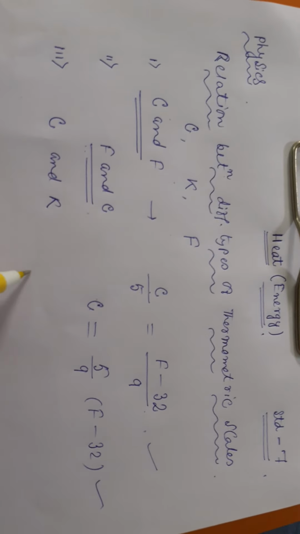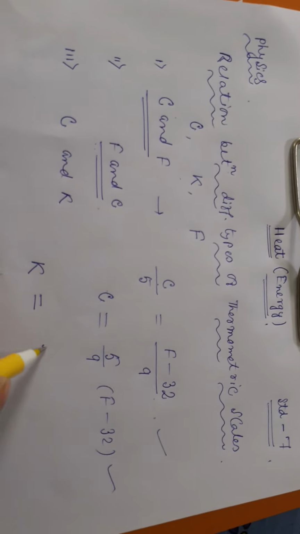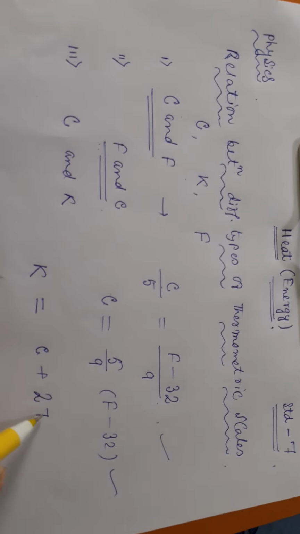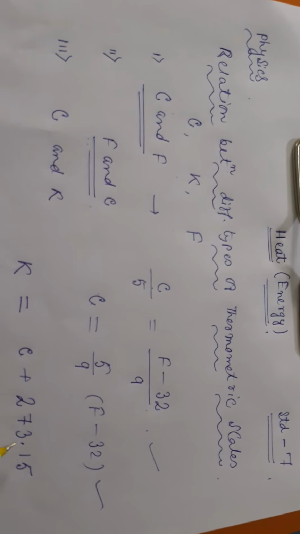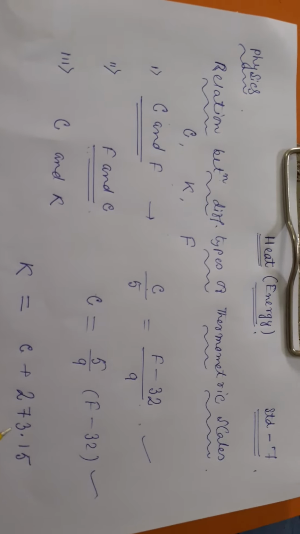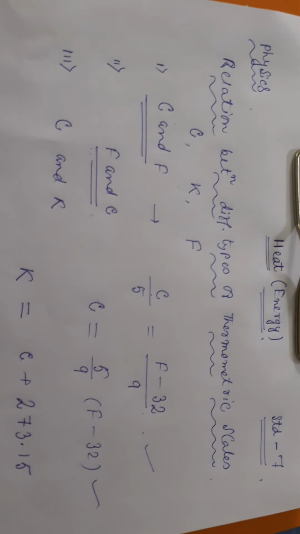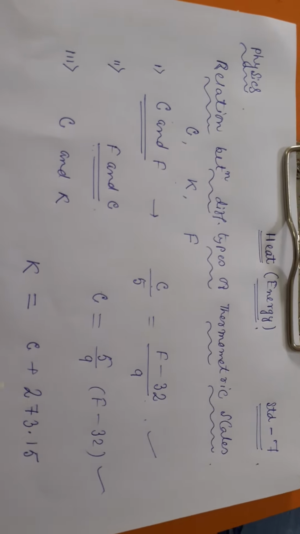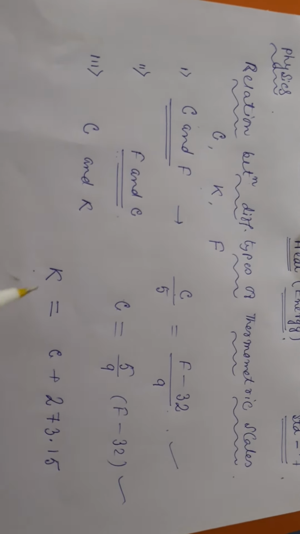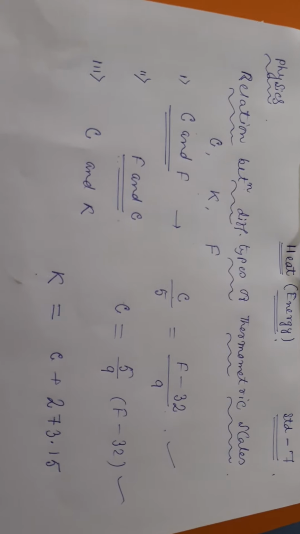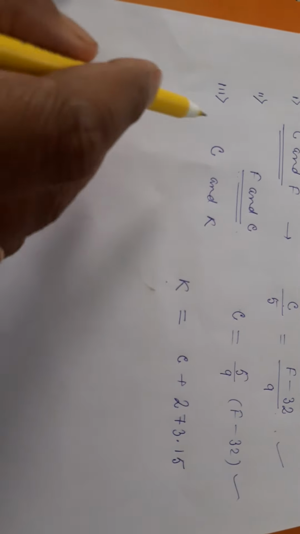Then third one, Celsius and Kelvin, C and K. K is equal to C plus 273.15. That means in a simple manner, you can just add 273. If you add 273 to any Celsius value, then the Kelvin value will come. So that is the actual relationship between these two.